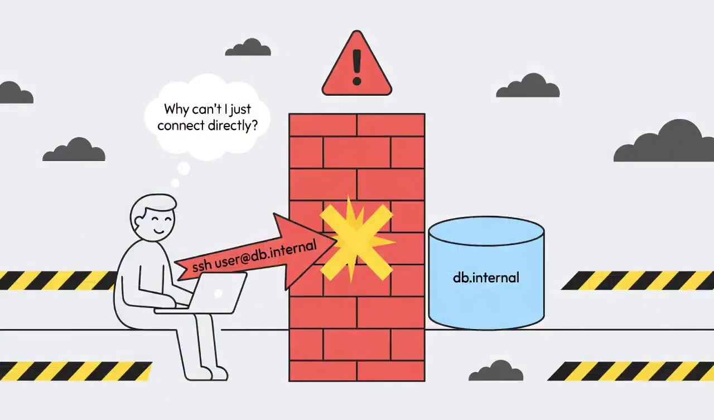Here's the problem. A developer on a laptop tries to SSH directly into an internal database with the command ssh user@db.internal. The firewall slams the door shut, and for good reason. Exposing internal hosts to the public internet is a security nightmare. Attackers can scan for open ports, brute force credentials, and pivot through any vulnerable service they find.